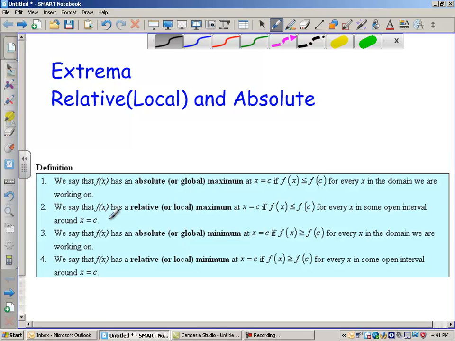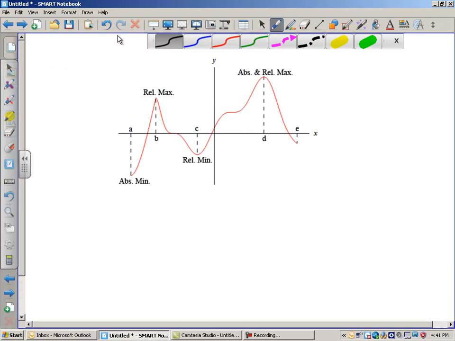And so you're going to look just a little to the left and right. And you're going to see if you have a point that's relatively or locally taller than every other point around it, we'll call it a relative maximum. And then a relative minimum if that point is lower than all the other points in that area. Let me go show you what I'm talking about. Pictures are much, much better.